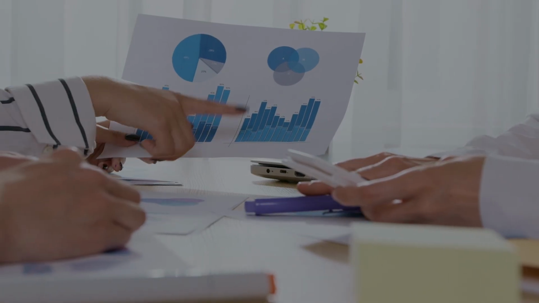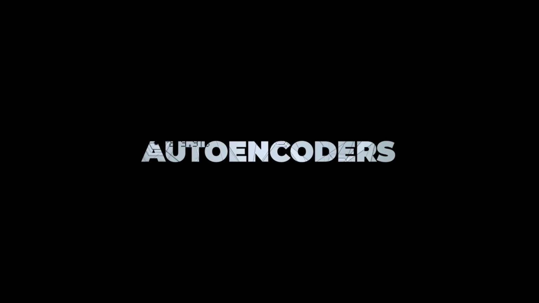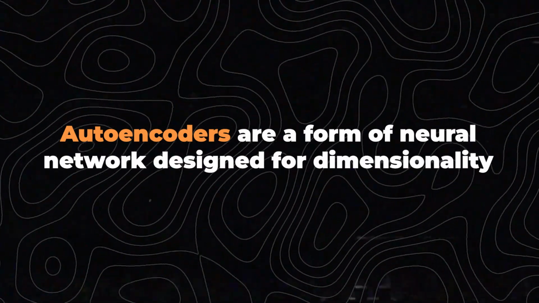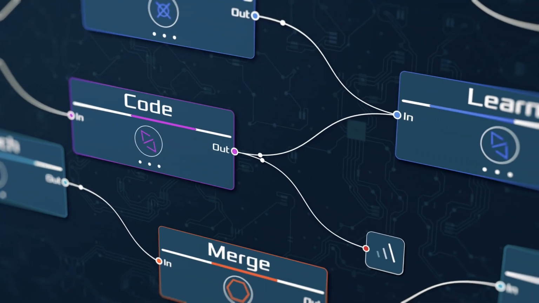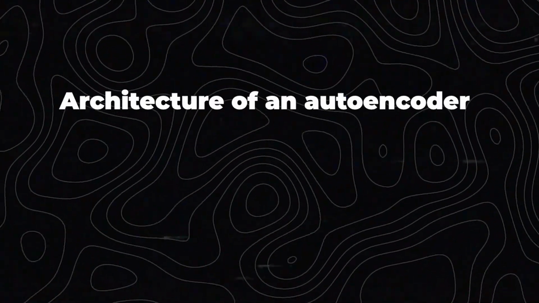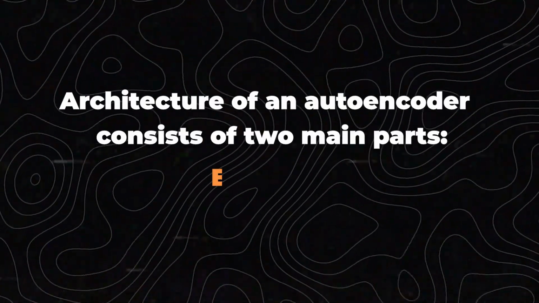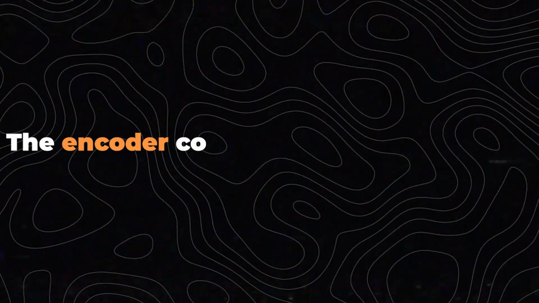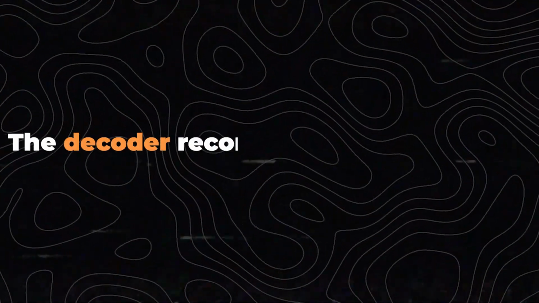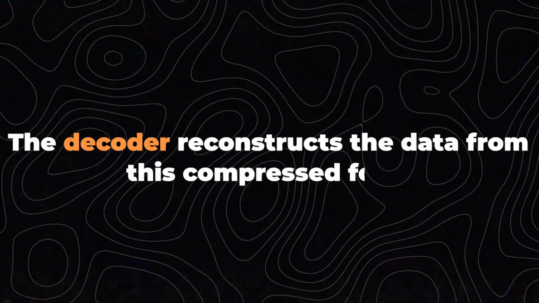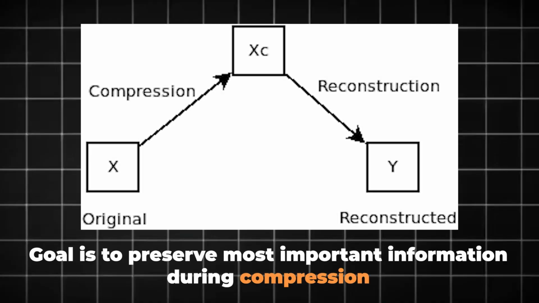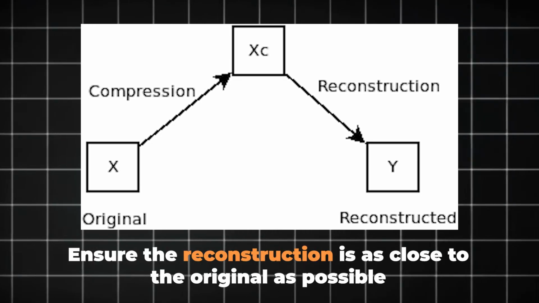Autoencoders. Autoencoders are a form of neural network designed for dimensionality reduction, especially in large datasets common in finance. The architecture of an autoencoder consists of two main parts, the encoder and the decoder. The encoder compresses the input data into a lower dimensional form, while the decoder reconstructs the data from this compressed form. The goal is to preserve the most important information during compression and ensure the reconstruction is as close to the original as possible.